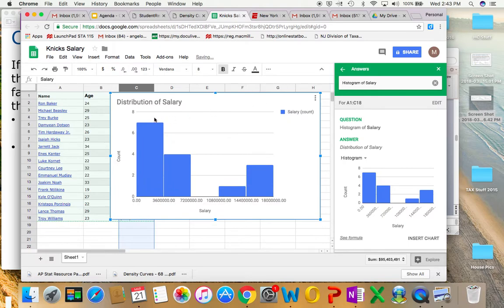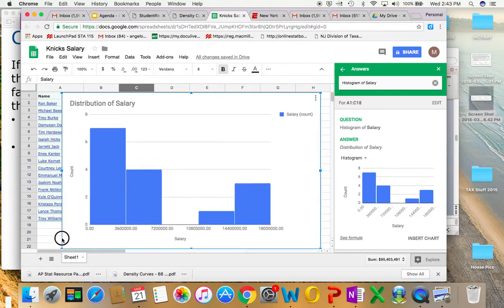not hugely skewed right. It's a little bit of a weird looking distribution, but I can see most of my salaries are going to occur. Let me make this a little bit bigger. Between 0 and $3.6 million, right? 7 of them are between that. 4 of my players are between 3.6 and 7.2. And then I have one player over here who's making between 10.8 and 14.4, and then 3 players between 14.4 and 18 million. So it is a little bit skewed right.